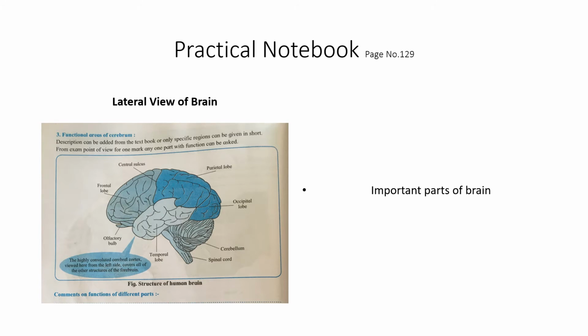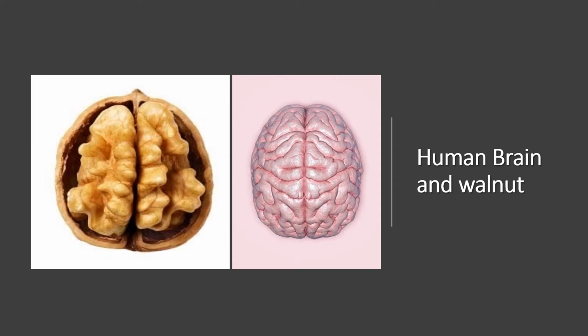Students, this is your practical notebook, page number 129, on which the lateral view of the brain is given along with its important parts. Let us focus on the structure of the human brain. Externally, the human brain looks like a walnut. A walnut shows a wrinkle-like structure, and the same wrinkle-like structure is also observed on the surface of the brain.